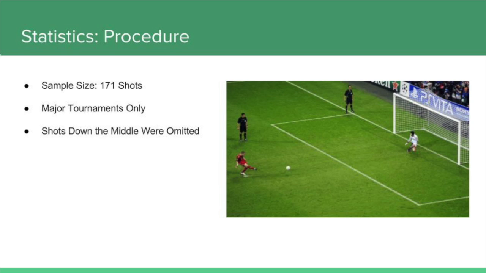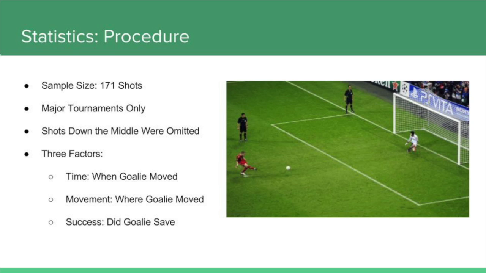It is important to note that all shots down the middle of the goal were omitted from the data. The reason is that out of the 171 shots examined, only one shot was taken down the middle of the goal. Because this happened so infrequently, I was safely able to omit this from the data.